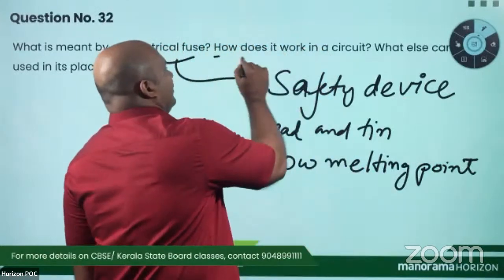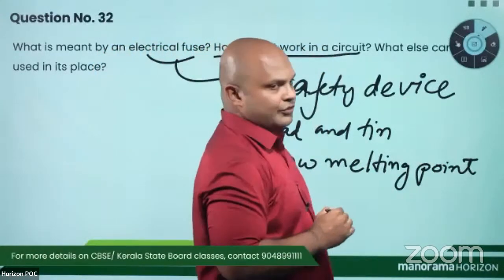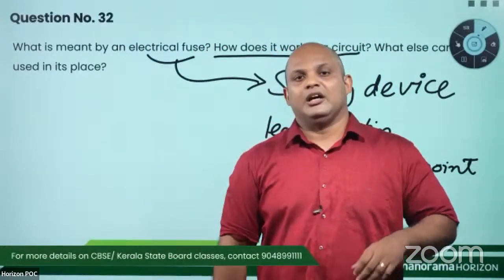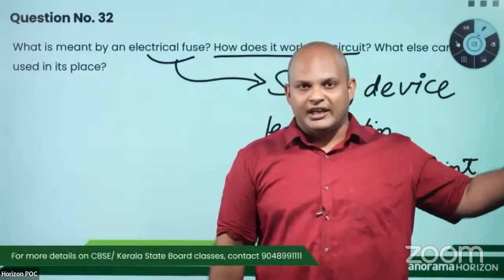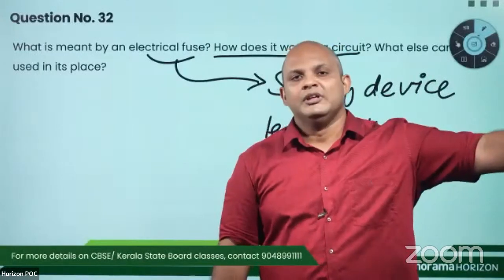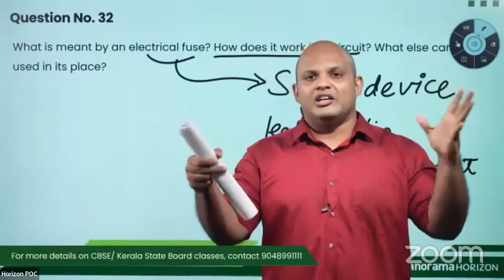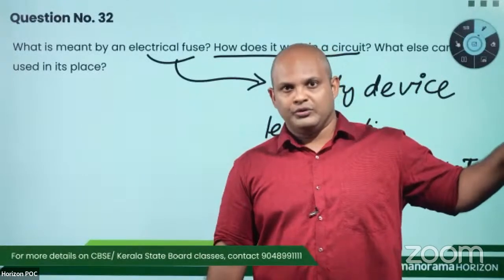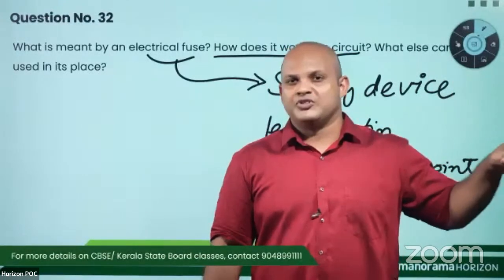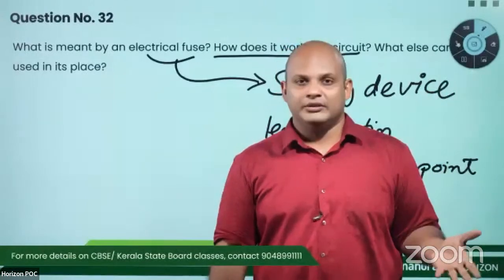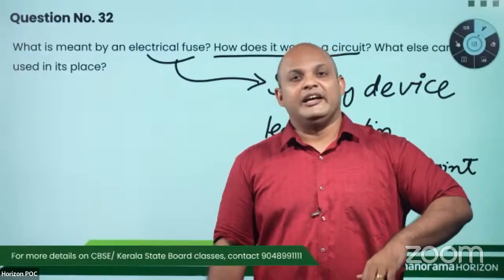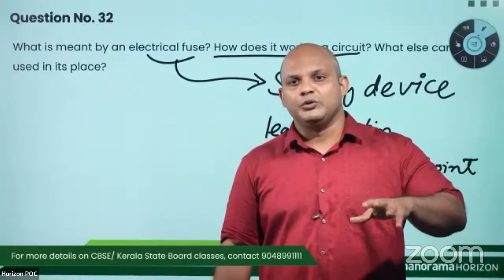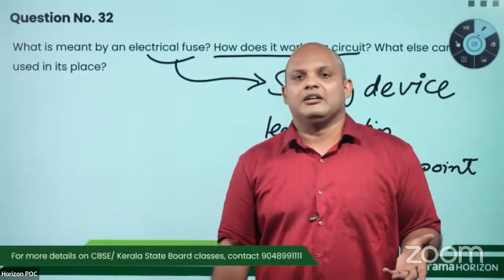Now, how does it work in a circuit? So let's say that a person is very careless. He has connected a lot of appliances at the same time to a power source, and they are drawing a large amount of current from that power source. And the copper wiring in the house was not designed to handle this much current. So it is getting really, really hot. Now, copper has a fairly high melting point. So the problem is that it will keep getting hot. It will burn through the insulation. It will easily start a fire.